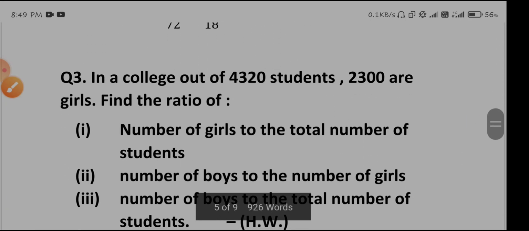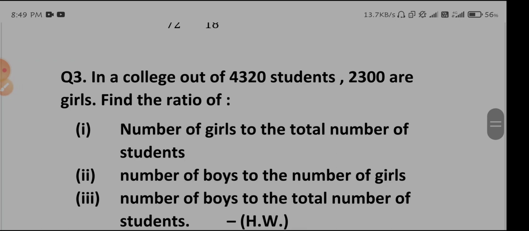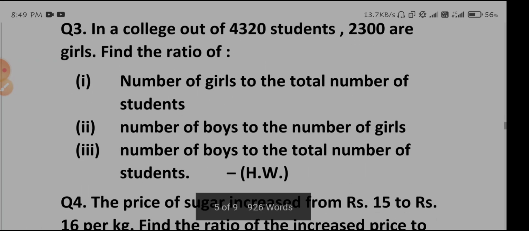Then see the next question, question number 3. In a college, out of 4,320 students, 2,300 are girls. Find the ratio of, like this only.